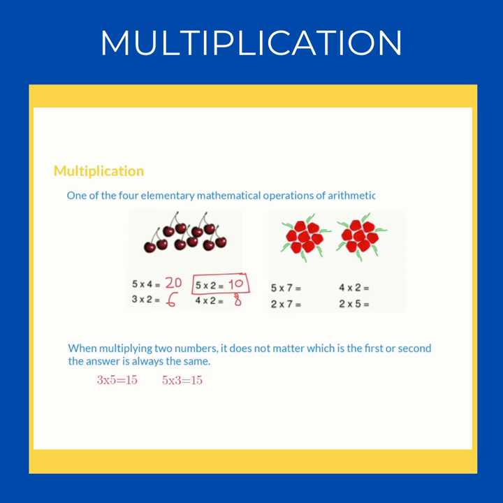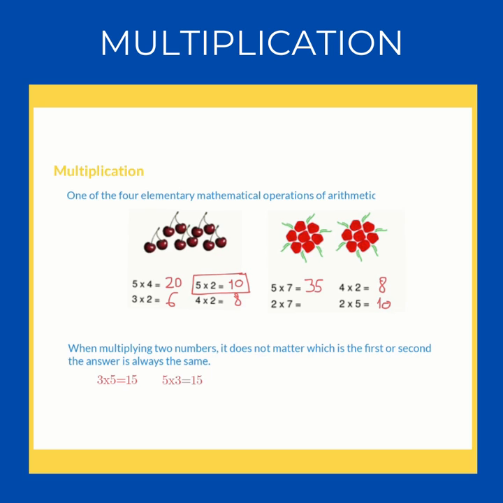Now let's take a look at the picture on the right. I have 1, 2, 3, 4, 5, 6, 7 roses, and for the second flower, I have again 7 roses. So in total, I have 14 roses. Now let's look at which mathematical operation represents the total number of roses. The first one is 5 times 7. Again, 5 times 7 is like adding 5 seven times.